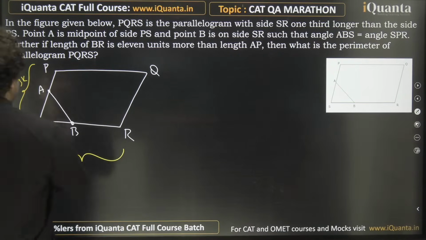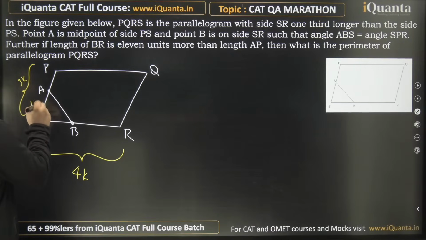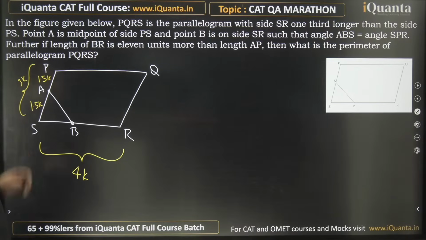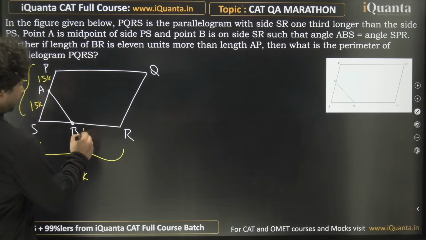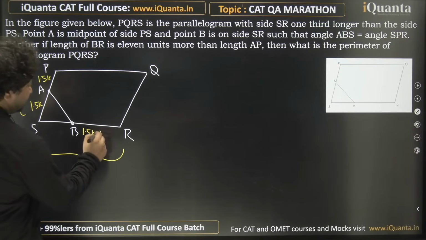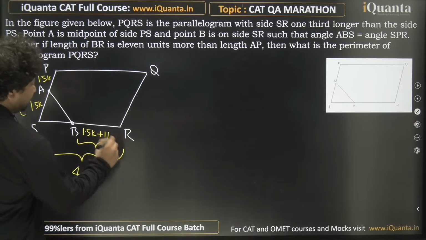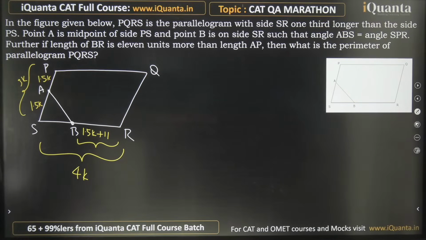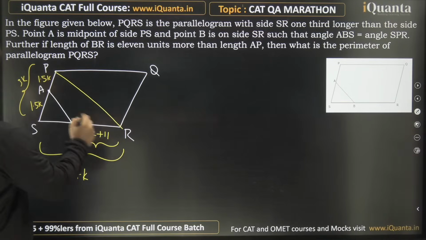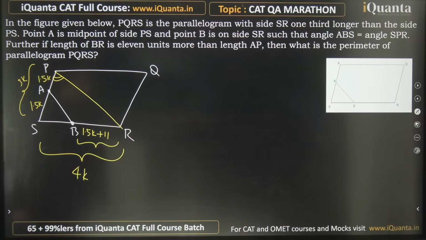And as A is the midpoint, these two will be 1.5K each. BR is 11 units more than length AP. That means BR will be 1.5K plus 11, isn't it? I hope it's clear to all of you. And if I join P and R, then this angle SPR is equal to angle ABS.